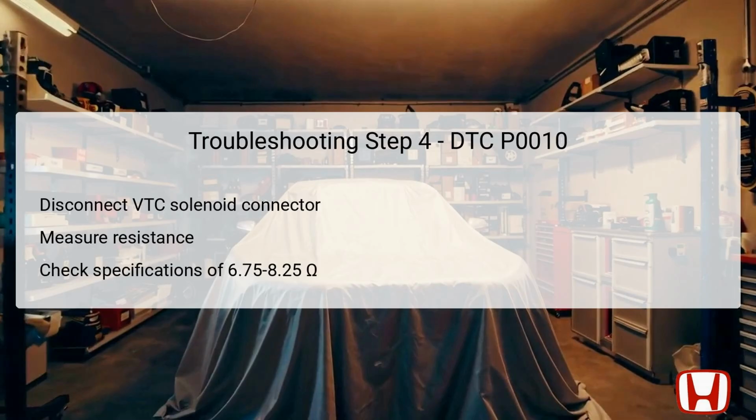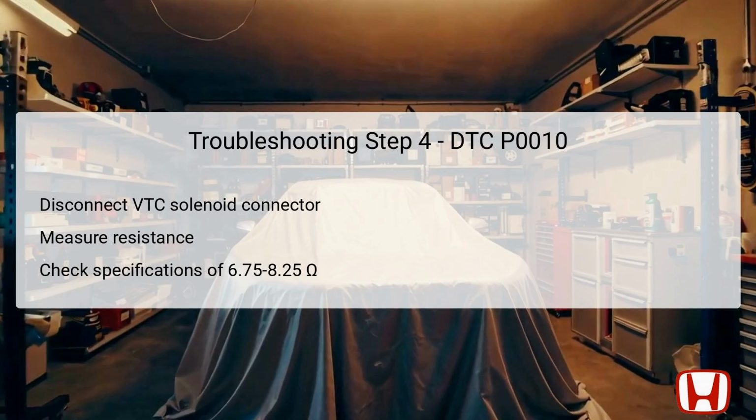Proceed by turning the ignition switch to lock 0 and then disconnect the VTC oil control solenoid valve's 2P connector. Once disconnected, measure the resistance between the solenoid valve connector terminals number 1 and number 2. It's crucial to ensure that this measurement falls within the specified range of 6.75 to 8.25 ohms at room temperature. This resistance value indicates whether the solenoid is operating correctly.